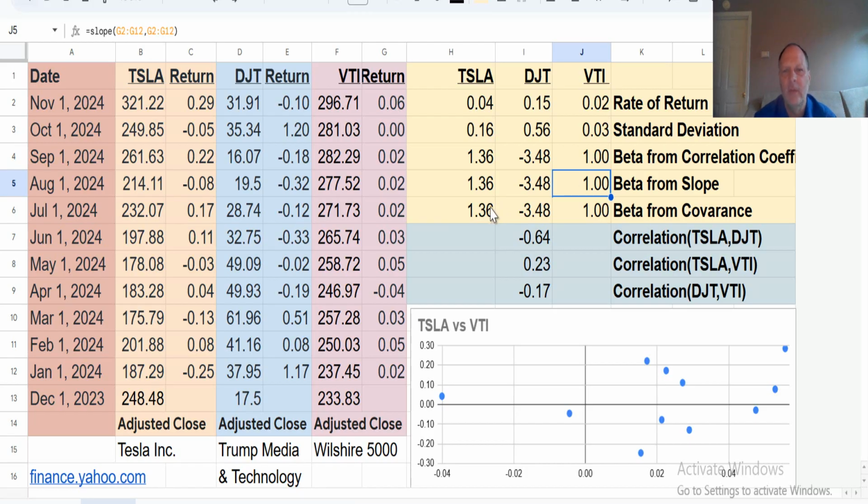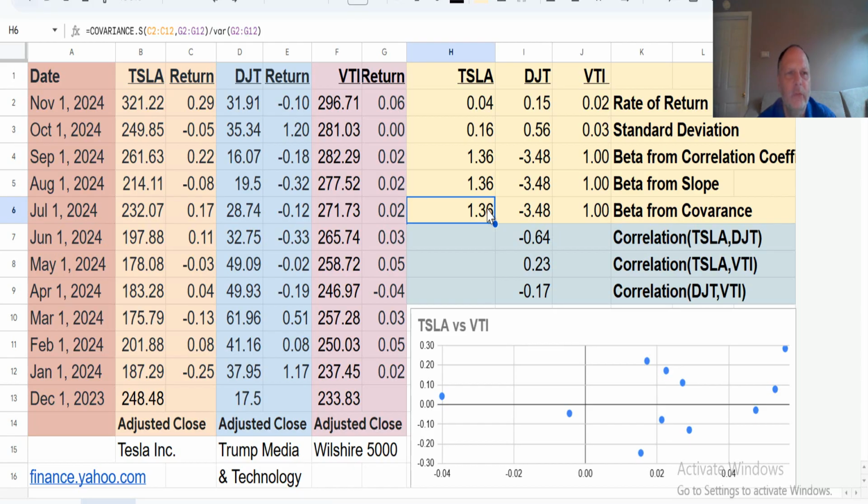The final way of calculating beta is from covariance. Excel has a covariance function. It's actually got 2 of them. This one is COVARIANCE.S, which means it is a sample, and they subtract 1 for the loss of a degree of freedom. The other one would be COVARIANCE.P, which you're looking at the entire data set. With this small of a sample, you will get a different result for each one.